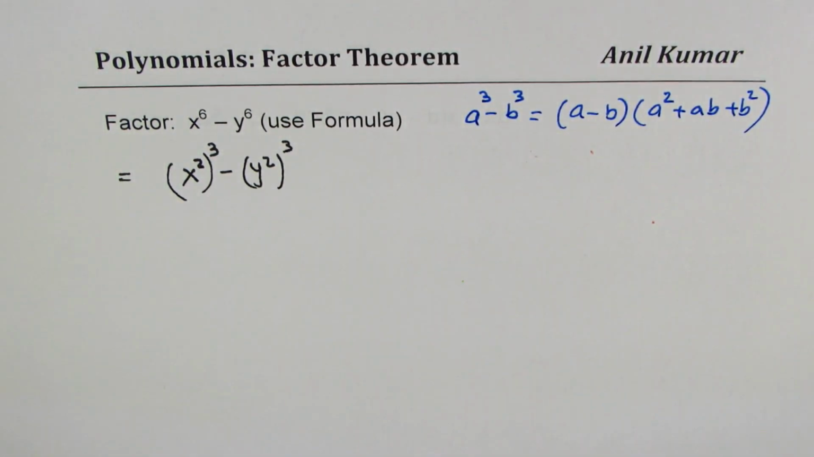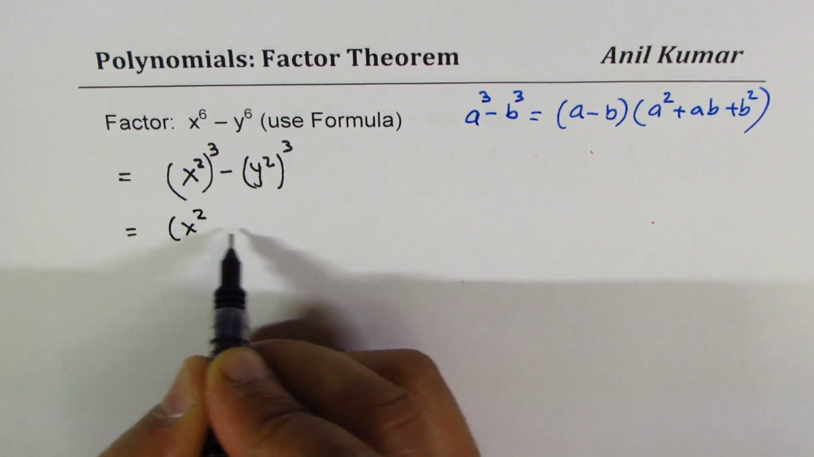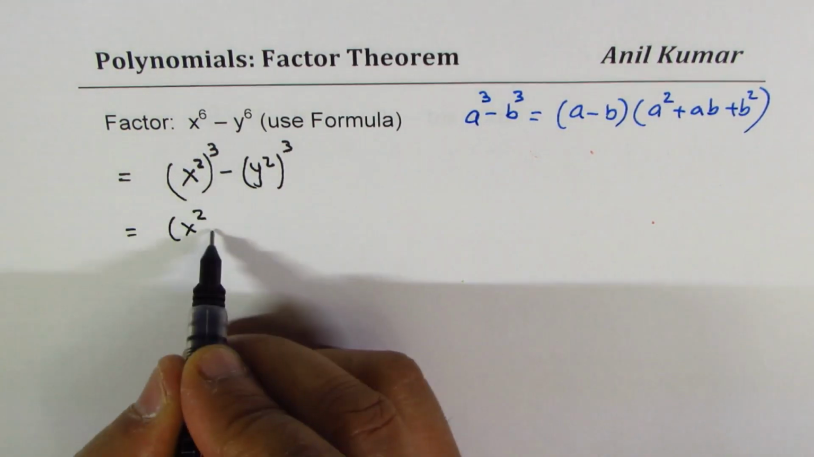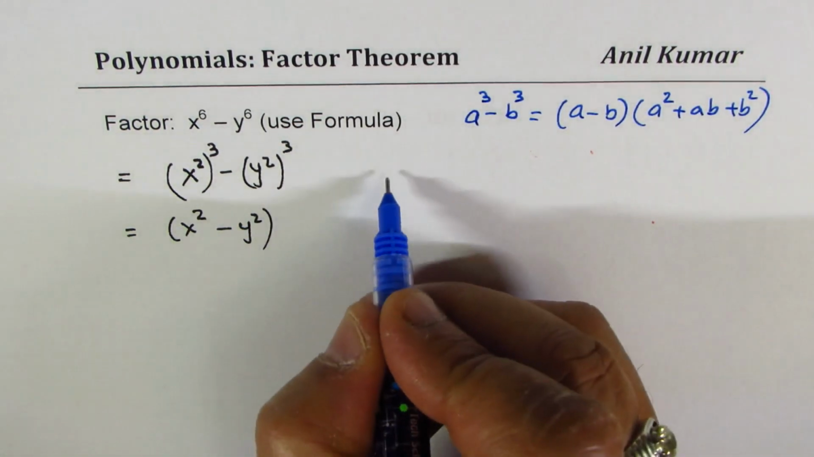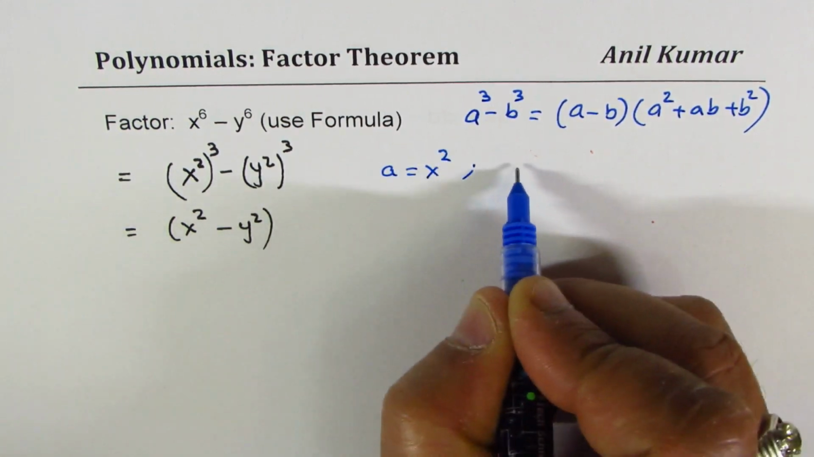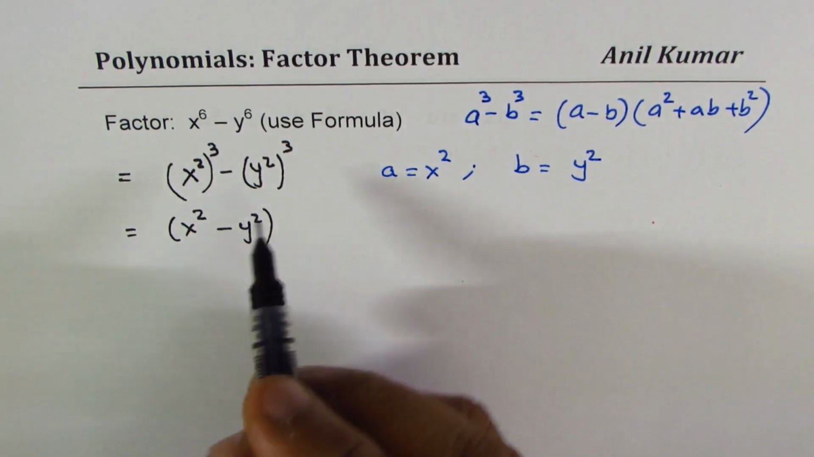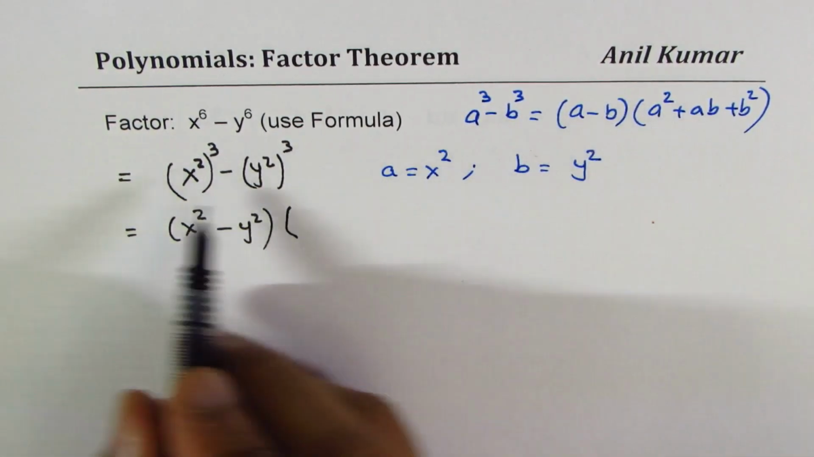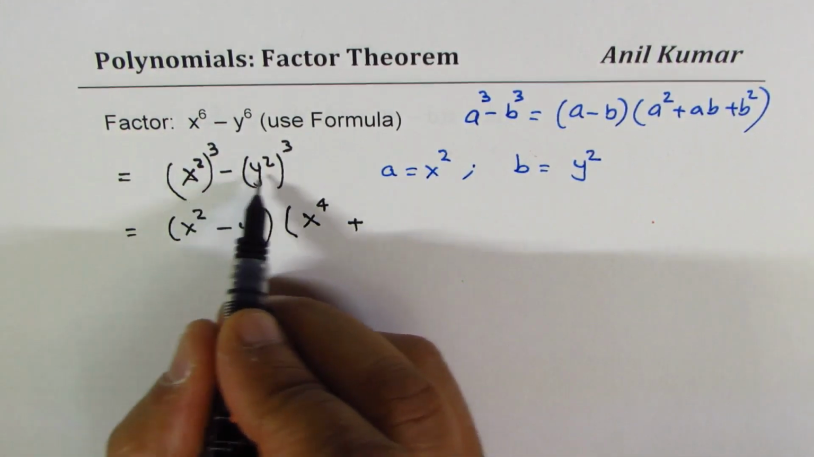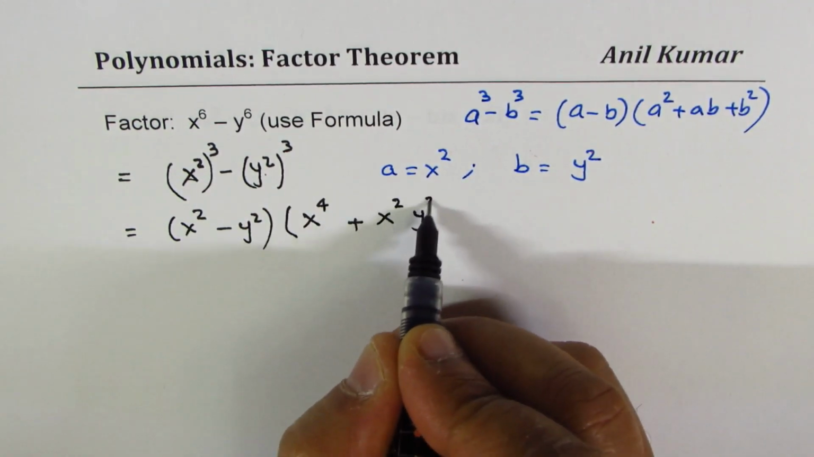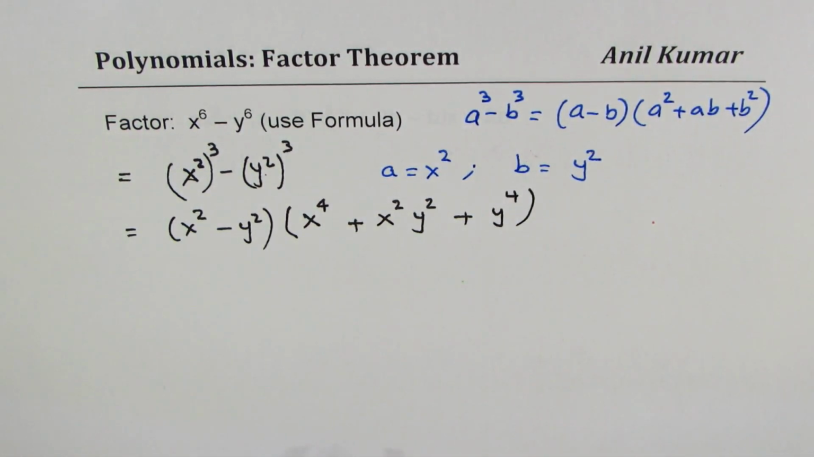So applying this formula directly, we could always write the polynomial as x squared minus y squared. Now, as you can see in this example, a is x squared, right? And b is y squared. So we just substitute these values and we are going to write the factors. So square of a will be x to the power of 4, correct? Plus product of these two, which is x squared y squared, plus square of y squared, which is y to the power of 4. So I hope that is clear, right?